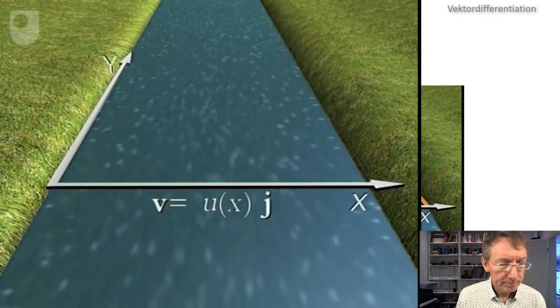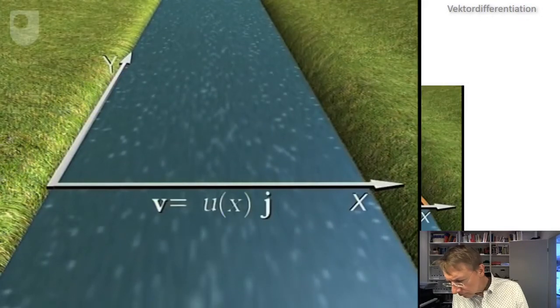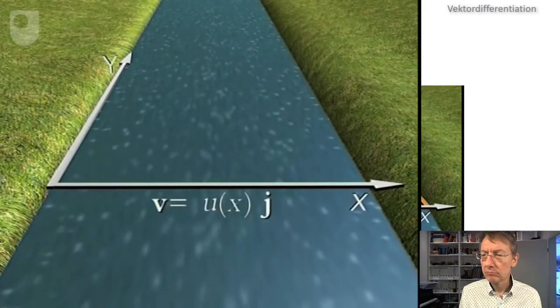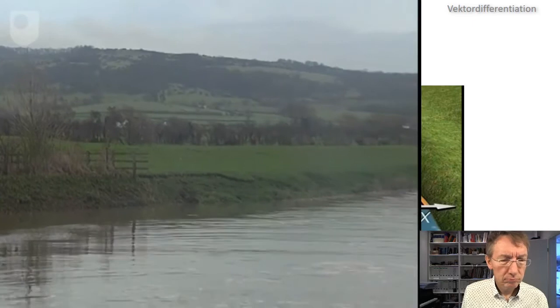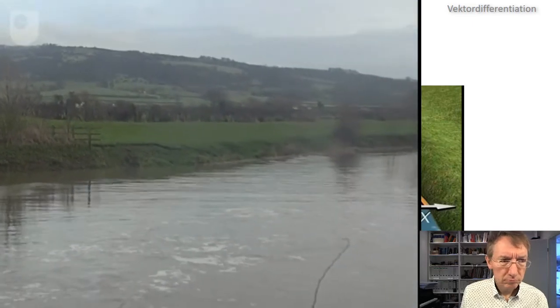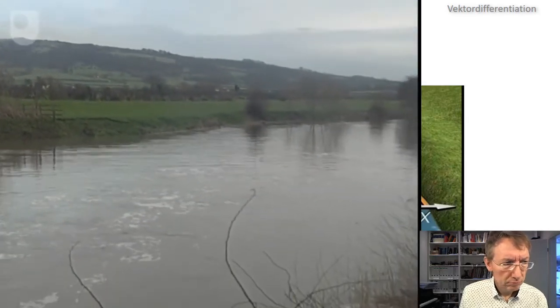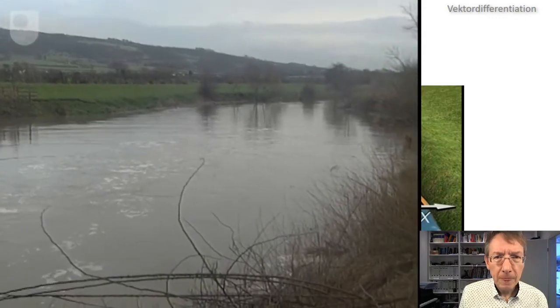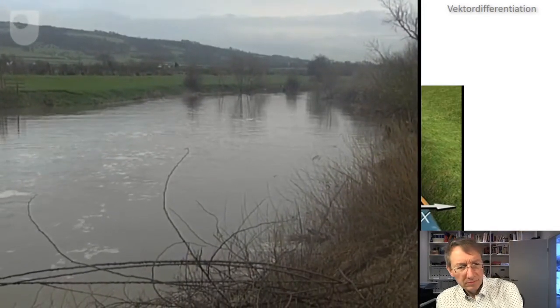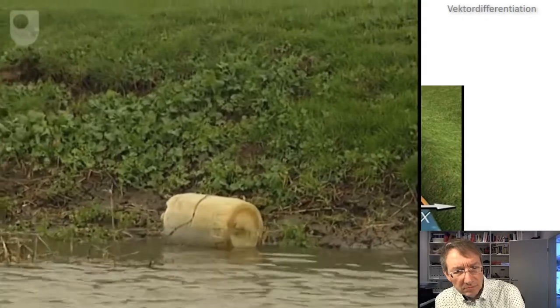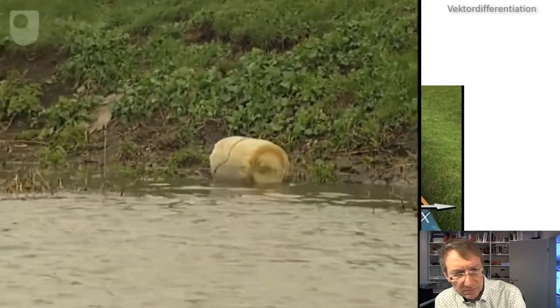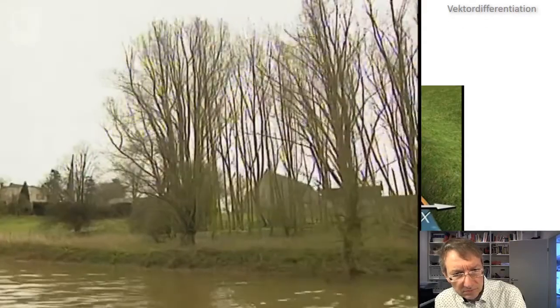But what sort of function is u of x? Let's go back to the real river for a moment. The velocity of the water varies as we go across the river. We can assume that at each of the banks the surface speed is zero. That is, u of 0 and u of d are both 0, where d is the width of the river.